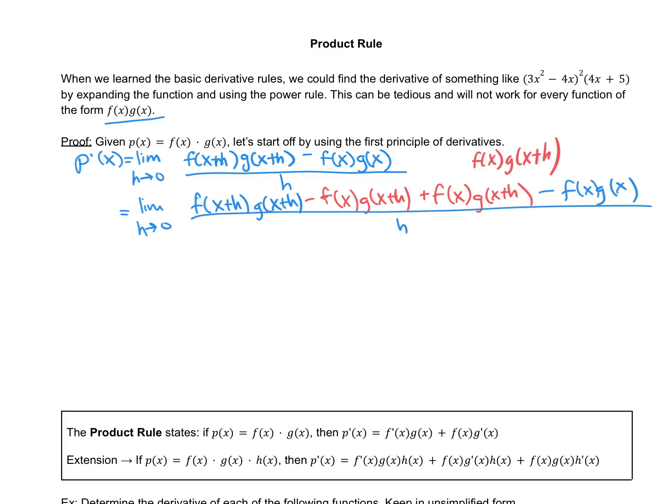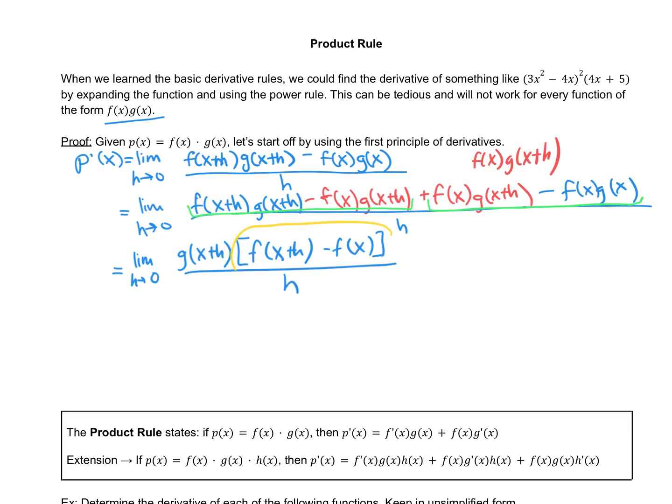And now I'm going to pair these up. I'm going to look at the first two terms, and they both have g of x plus h in common, so I'm going to factor that out. I'm going to look at the second two. They both have an f at x in common, so I'm going to factor that out. And why this is nice is because right here, that just looks like a generic first principles.